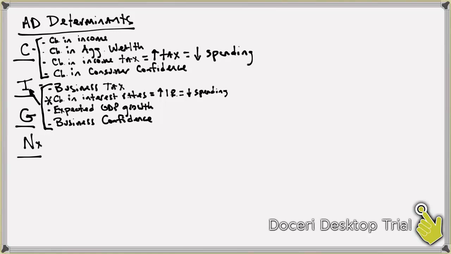So again, these are the determinants of aggregate demand, and these are all the factors that cause aggregate demand to either increase or decrease. And it's very important for us to remember that all four components, C, I, G, and net exports, all of those can change aggregate demand and cause the whole curve, the whole aggregate demand, to either increase or to decrease.